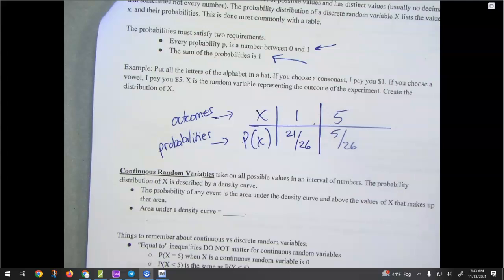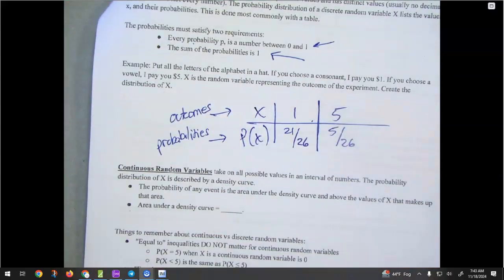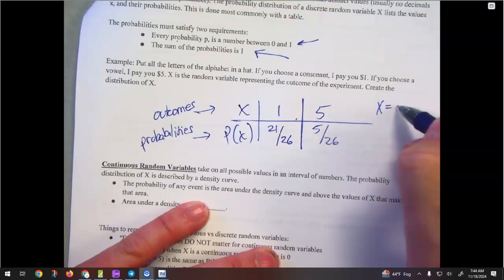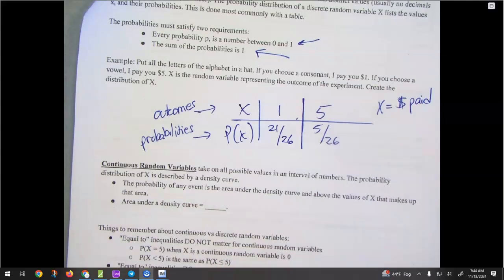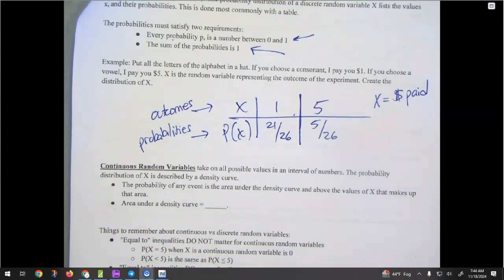You get 2 right now. I think you're missing something. If I just give you this, you can't see anything else. What are we even talking about? I have no idea what's happening. Put context, label it, title it. So you need to say like X equals money, like money paid, or money earned, or amount you win, so I know what this table is.